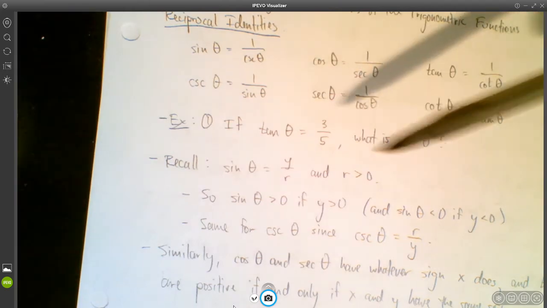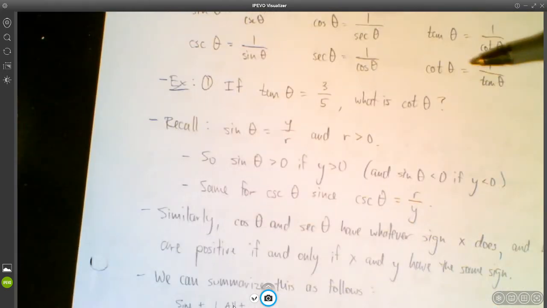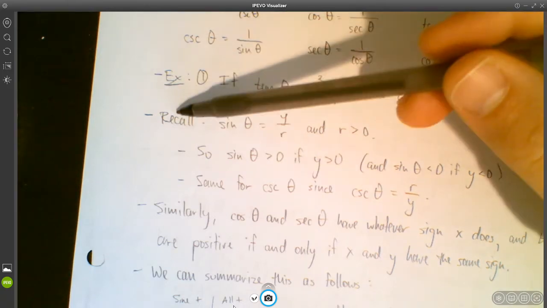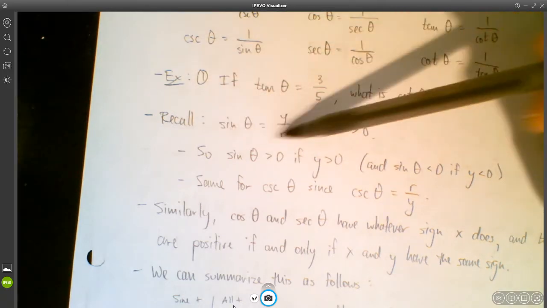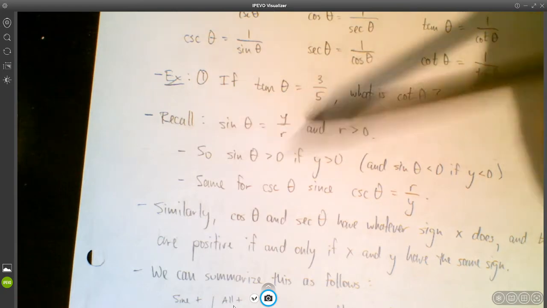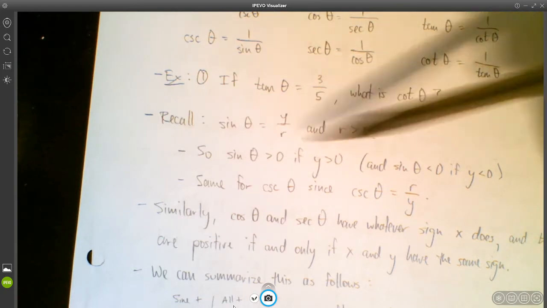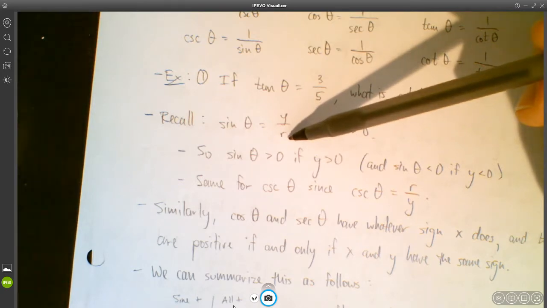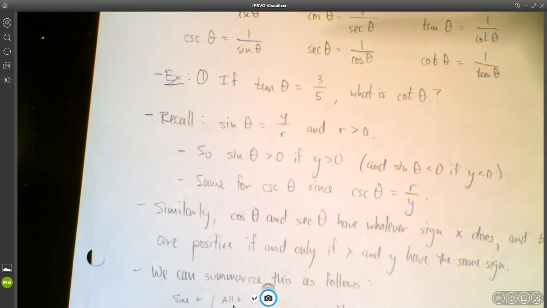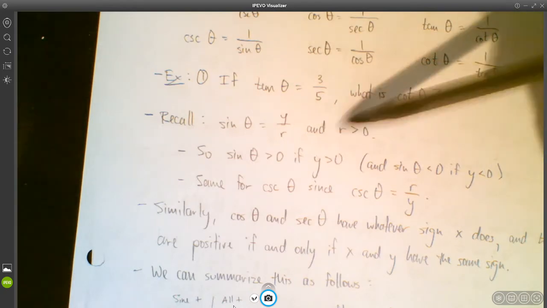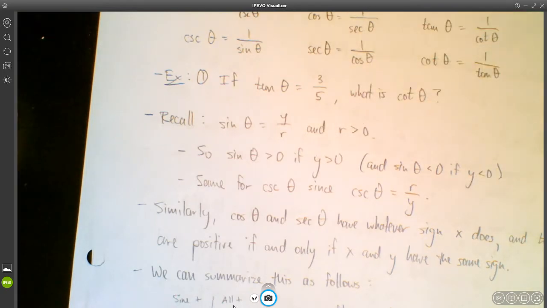Another thing that we can talk about is where the trigonometric functions are positive and where they're negative. So, for example, we know that sine theta is y over r. That's just by definition. And r we always take to be a positive value because r is the distance from the origin to some point on the terminal side of theta. So r is always a positive value.